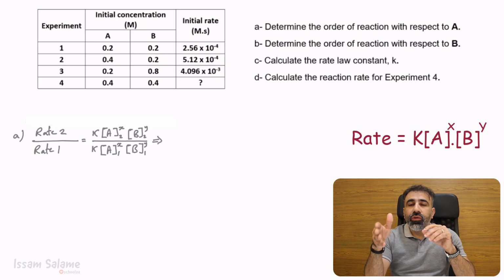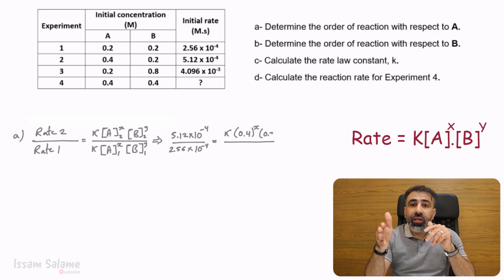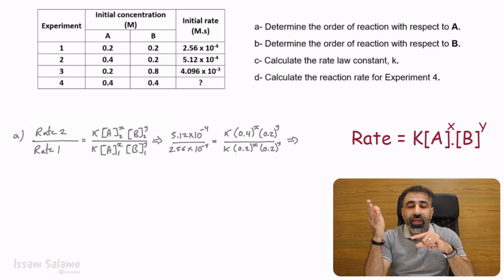Rate 2 over rate 1 is equal to 5.12 times 10 to the power negative 4 divided by 2.56 times 10 to the power negative 4. It's equal to K. Replace the concentrations by their values. Concentration of A2 is equal to 0.4 to the power X. And B2 is equal to 0.2 to the power Y. Then in the denominator we put K, and the concentration of A1 is 0.2 to the power X, and the concentration of B1 is equal to 0.2 to the power Y. So we can cancel the 0.2 to the power Y in numerator and denominator, and also we can cancel the K.